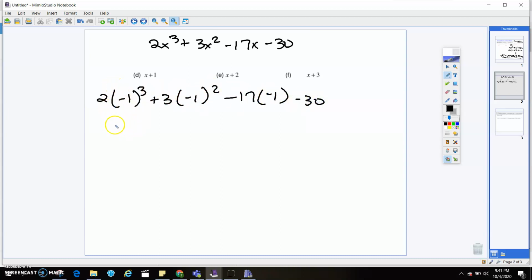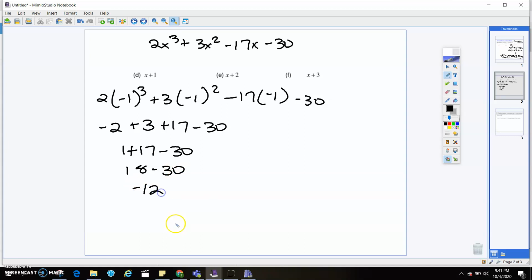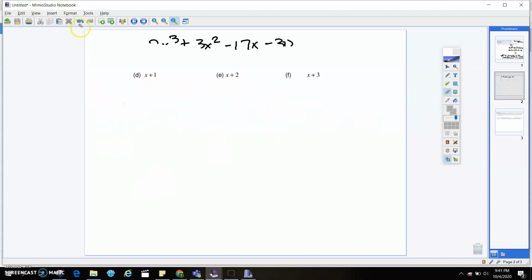All right, so if I simplify this, I'm going to get negative 2 plus 3 plus 17 minus 30. Then I'm going to combine my like terms. I'm going to get 1, 17 minus 30. So 18 minus 30. Okay, and that's going to give us negative 12. Okay, so that's my remainder for D. Okay, and then I'm going to plug it into the next one.